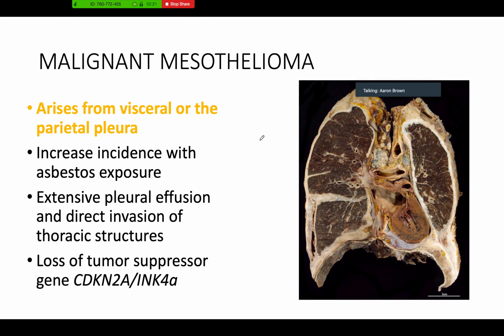Our next tumor of the lung is actually not a tumor of the lung itself. It's a tumor of the pleura around the lung. Before we get into what the text here says, I'd like you to look at this image. This is a gross pathology of someone with malignant mesothelioma. Describe to me what you see. Where do you see abnormalities?